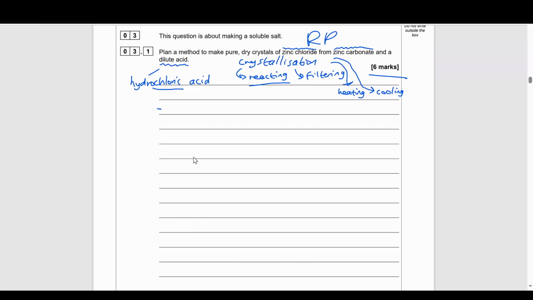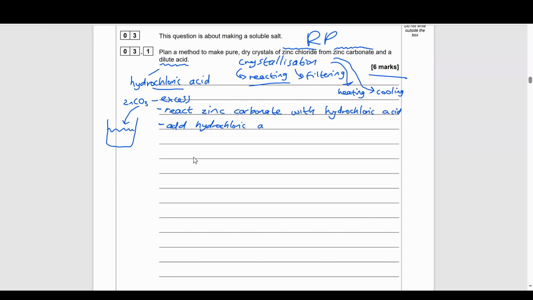So the first thing that we want to do is react zinc carbonate with hydrochloric acid. Now, we want to be a bit more careful in our description here of what's going to happen. So what we're going to actually have is a beaker with a certain volume of hydrochloric acid, and then we're going to add the zinc carbonate into the beaker. But we want to keep on adding the zinc carbonate until it's in excess. Now, what does excess mean? It means that there's so much of the zinc carbonate that there's no more zinc carbonate dissolving in the acid.